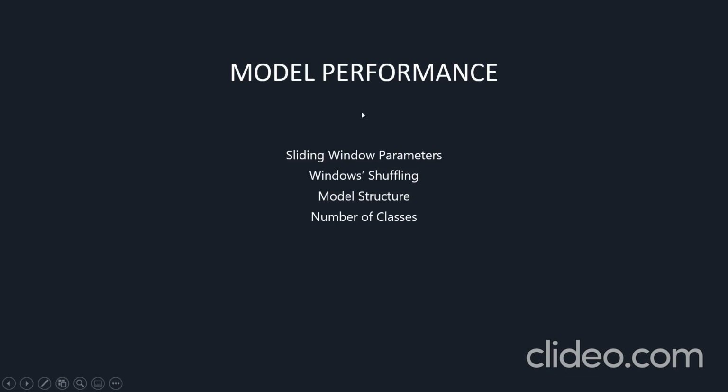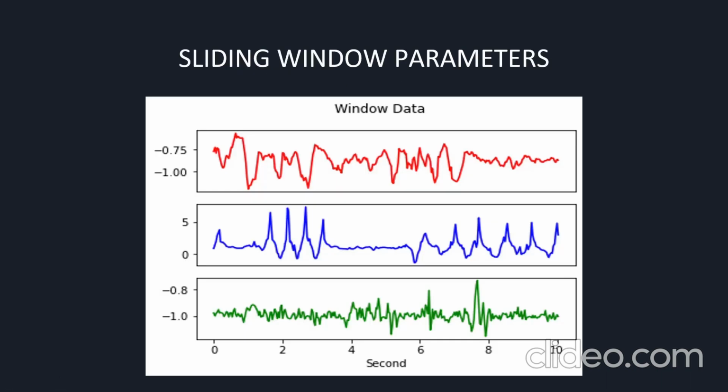To test our model performance, we adjust some parameters: sliding window parameters, shuffling of the windows, model structure, and number of classes. In the sliding window parameters, we focus mainly on the length of the window and the labeling of the window. For our project, we chose a window size of 1 second, which provides the network a good pattern of the activity, and we took the last activity label. In addition, shuffling of the windows is important to prevent overfitting to the training data.